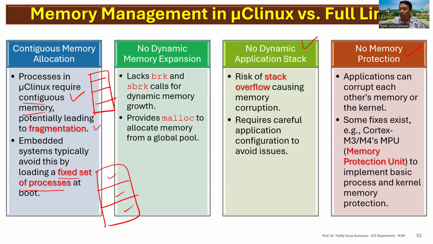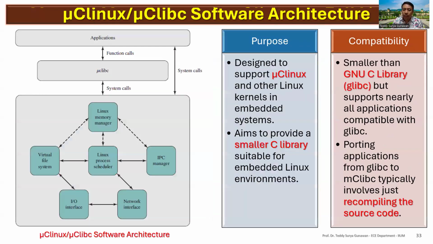As I mentioned, the process is limited, but some fixes exist. For example, the Cortex M3, M4 MPU uses a memory protection unit, not the MMU of a general processor. You have a memory management unit in general processors, but in embedded systems like the ARM Cortex processor you have a memory protection unit. It implements basic process and kernel memory protection.